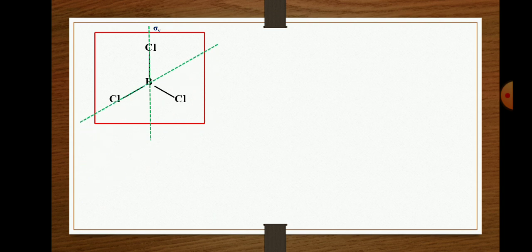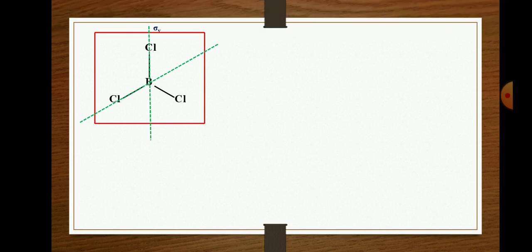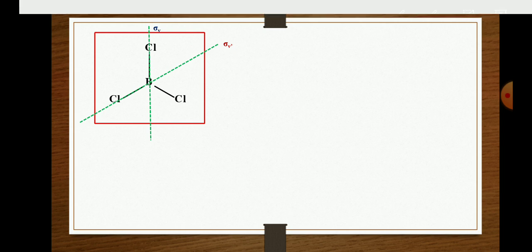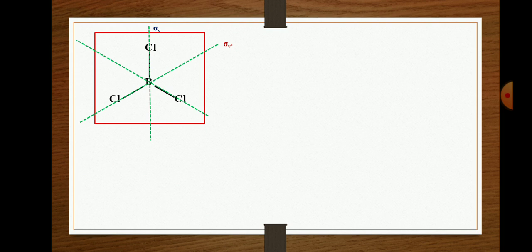Then we pass an imaginary axis through the second chlorine atom, which equally cuts the remaining 2 chlorine atoms, which are mirror images, so it is indicated as sigma V dash. Then we consider the same for the third chlorine atom, which cuts the remaining 2 chlorine atoms, they are mirror images, so that is indicated as sigma V dash. And now I think you can complete this example.